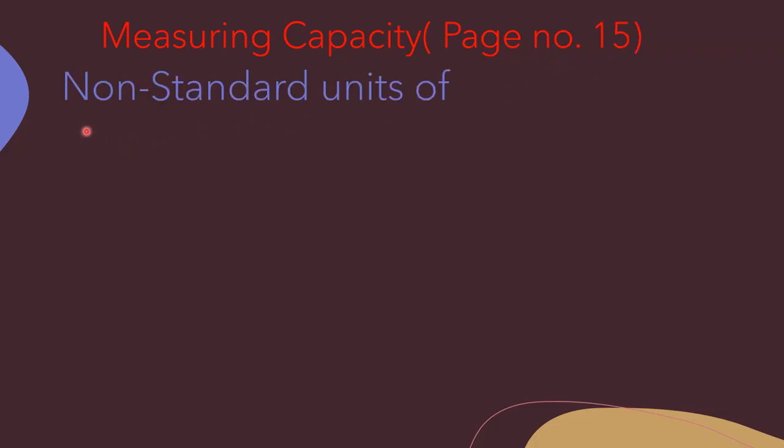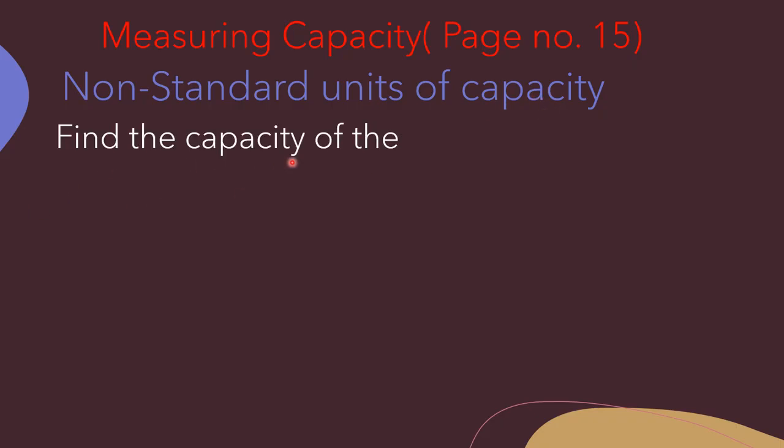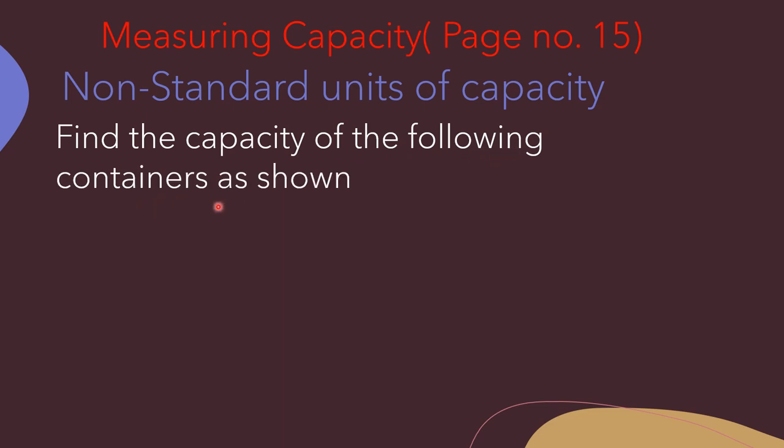Measuring capacity. Page number 15. First of all, beta, we will study about non-standard units of capacity. Find the capacity of the following containers as shown. What do you mean by non-standard units of capacity, beta? When we compare a big container with the small one. Okay, so let's see how.